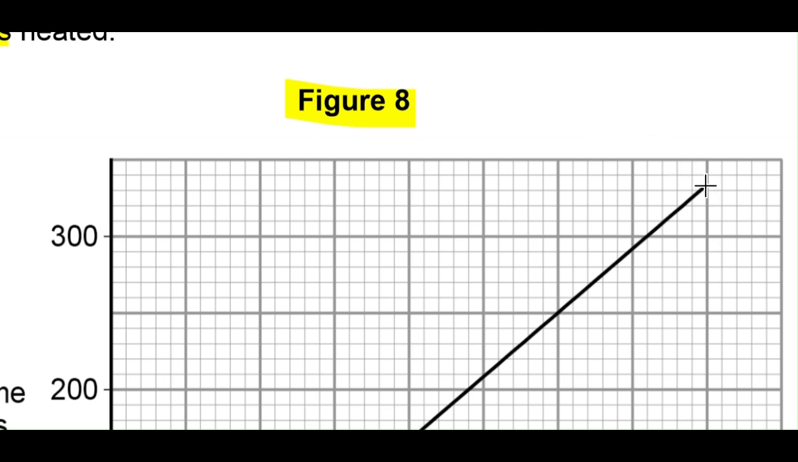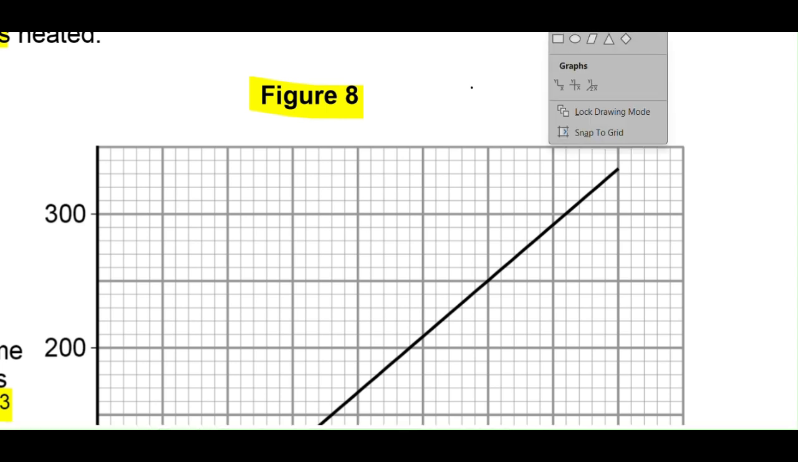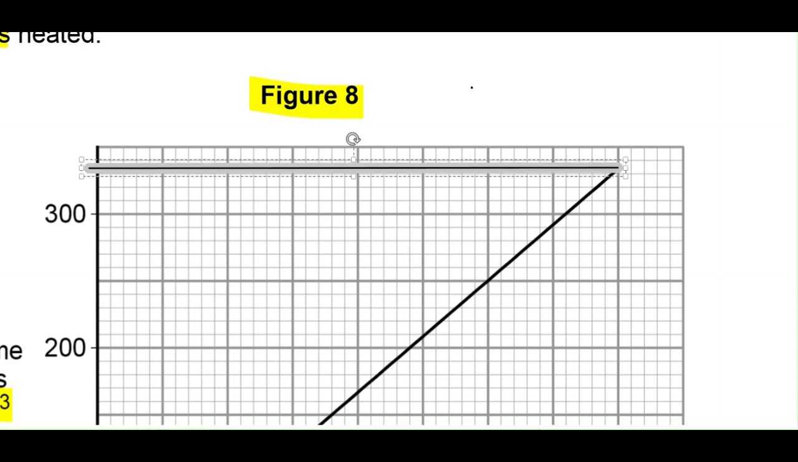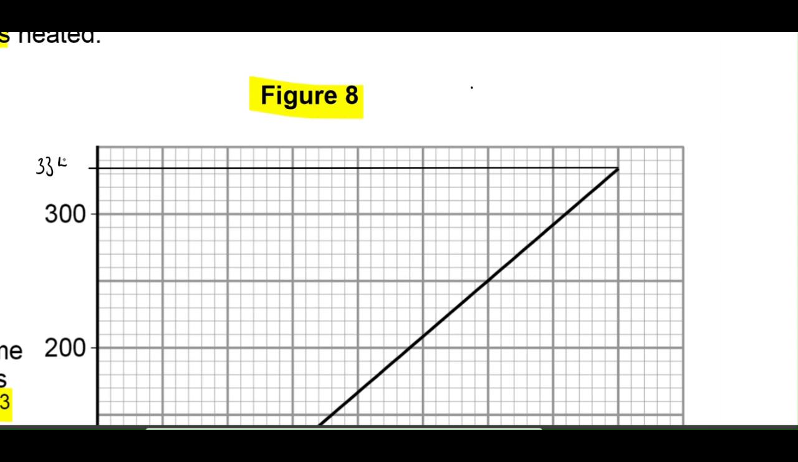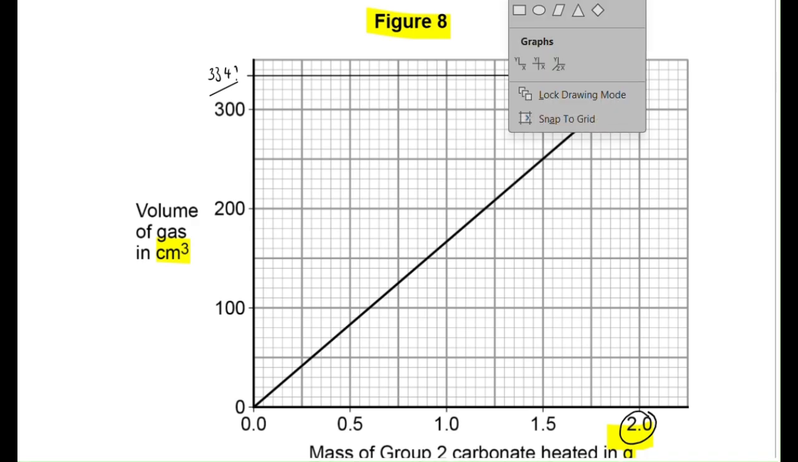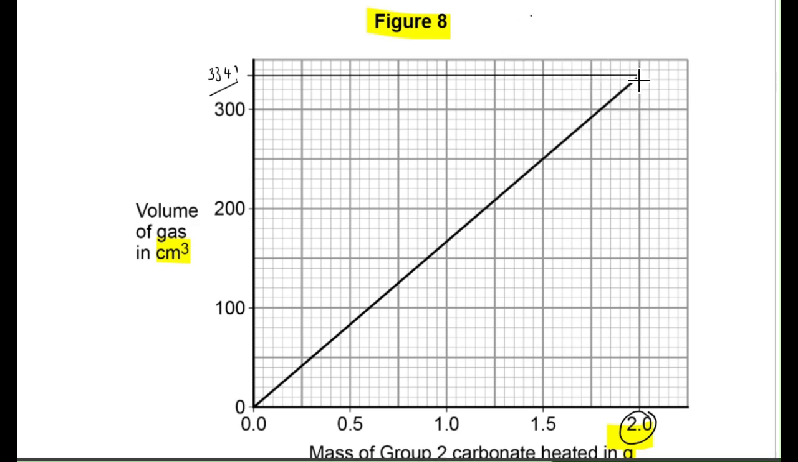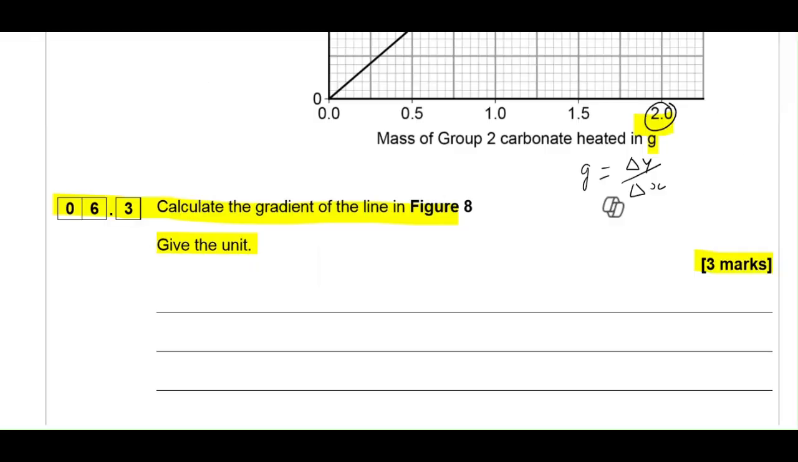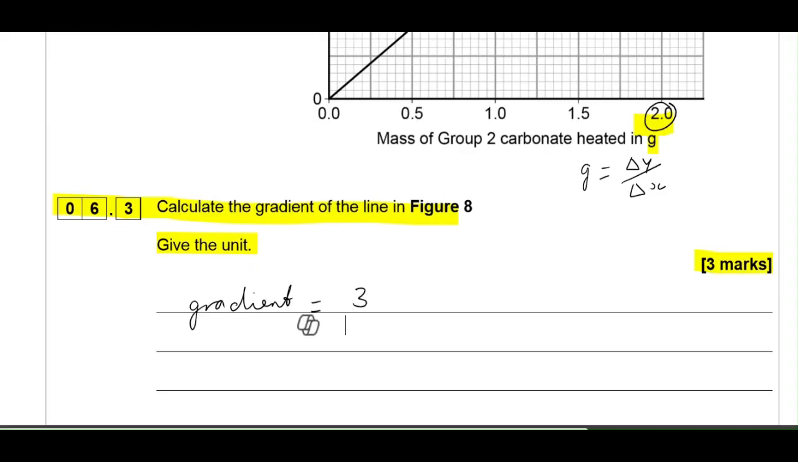And then we just use the scale to work out where that line intersects the y-axis. So 300, 10, 20, 30, it's about 334, 335, something like that. And that's the cubic centimetres. So if we go back to the x-axis, we've already decided we're going to drop our construction line down to 2. So here we are. So now we're going to do some maths in the answer space. So we've got a gradient equals the y over the x, which is 334 divided by 2. That comes out at 167.